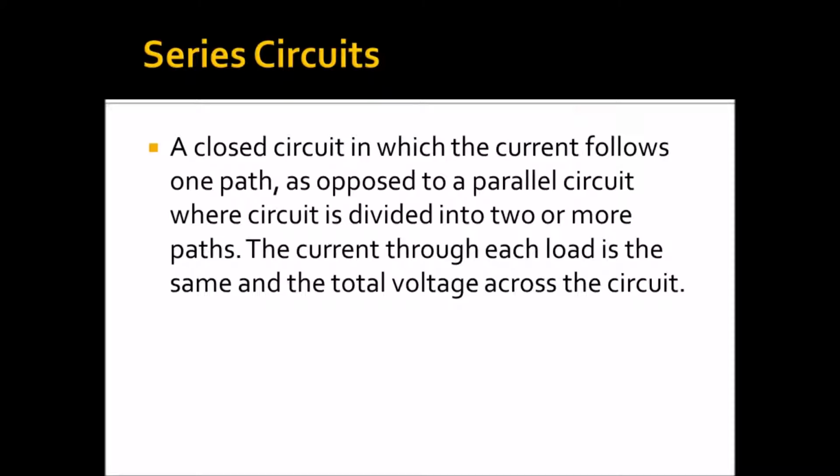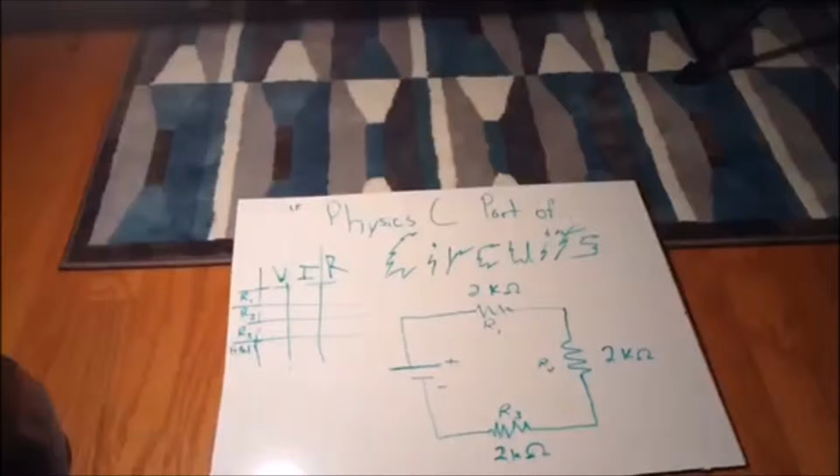Thank you, Mr. Rabbit. A series circuit is a closed circuit in which the current flows through one path, as opposed to a parallel circuit where a circuit is divided into two or more paths. The current through each load is the same, and the total voltage across the circuit is the same also.